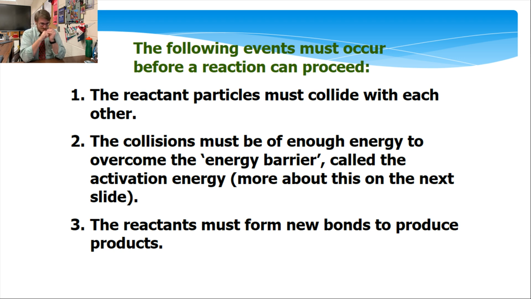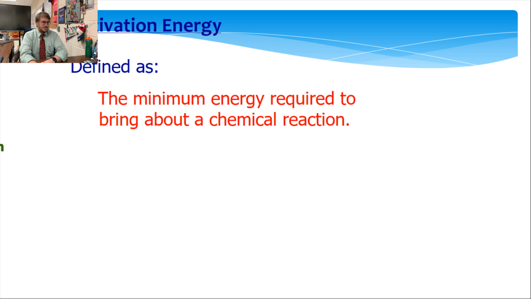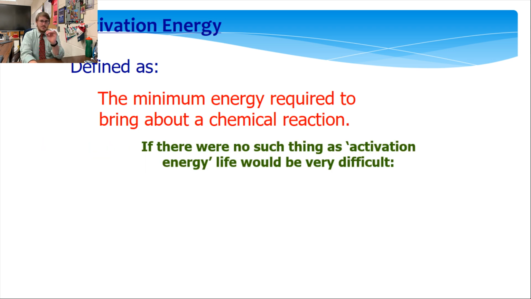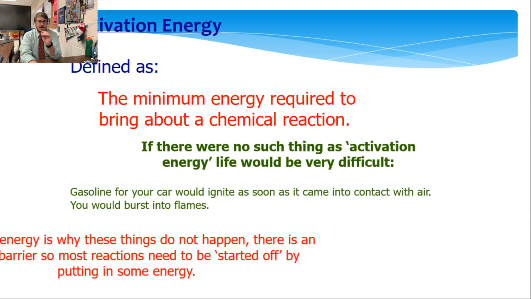So, collisions with enough energy to break reactant bonds, form new product bonds, and then the new product bonds must be formed and stay formed, at least for a moment, of course. They can unform, they can reverse reactions, they can produce secondary reactions, of course, but that's neither here nor there. The new bonds must be produced. This is three things for a reaction to occur. Get them down. Activation energy is defined as the minimum energy required to bring about a chemical reaction.